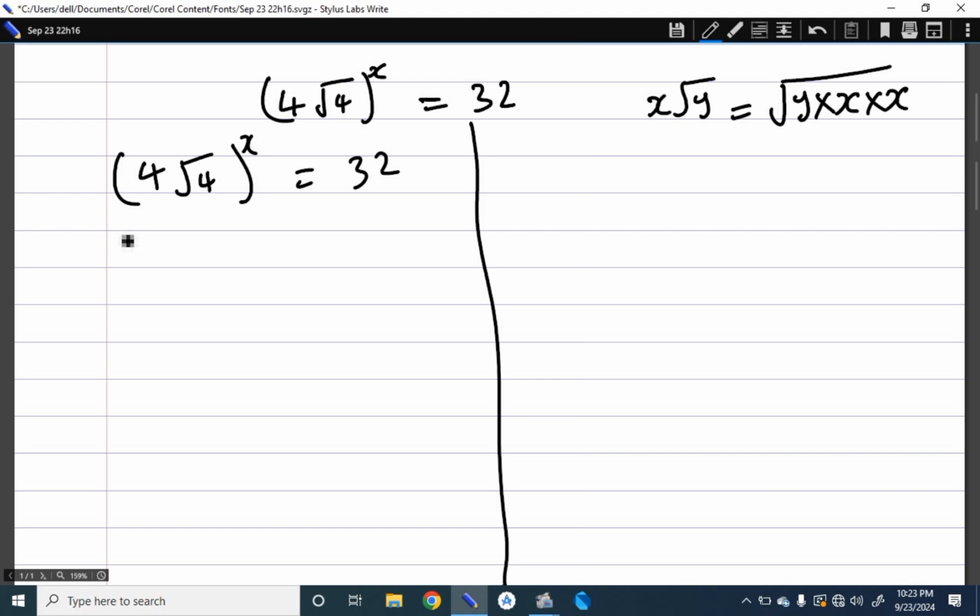So this is going to be the square root of 4, which is already there, times another 4, this one going in, times another 4, because if somebody wants to go in, he's going to multiply himself by himself. So this is now equal to 32. Don't forget they are all raised to power x.